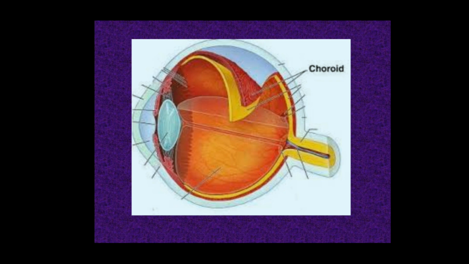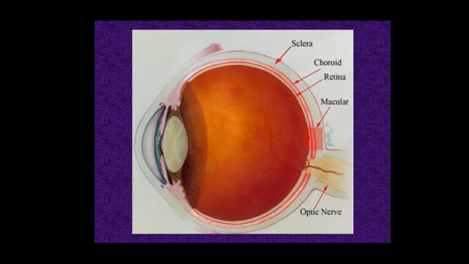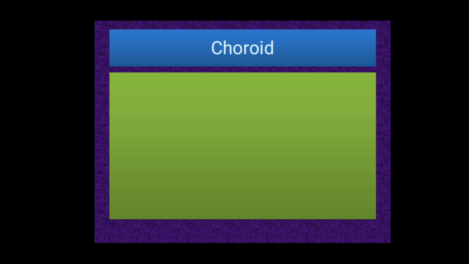Here you can see the next layer, choroid. The reddish colored middle layer is the choroid. The redness itself indicates the presence of blood vessels. Here also you can see the middle layer is the choroid. Outermost layer is the sclera, that white color we have just discussed. And the second layer or the middle layer is the choroid layer. Now let's see the details.